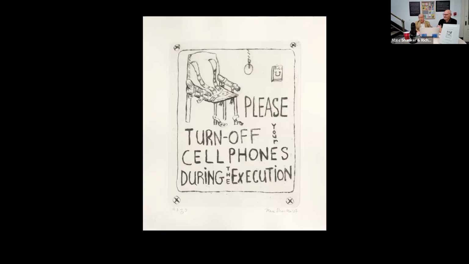Please turn off your cell phones during the execution. It was a problem. People were being executed and the audience was receiving phone calls. I felt they could wait a few minutes.